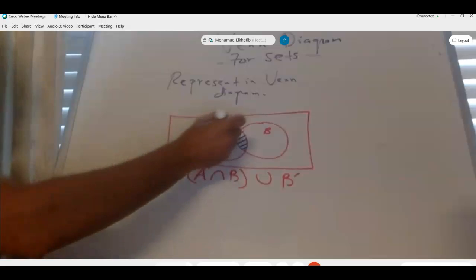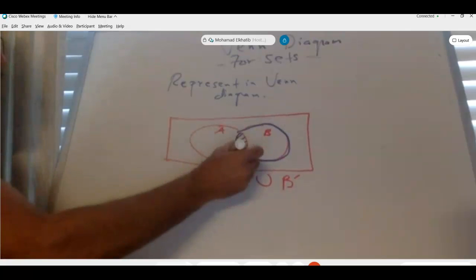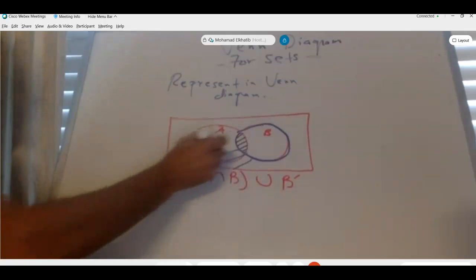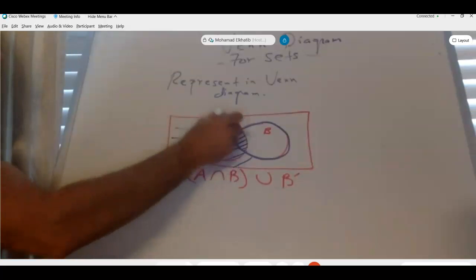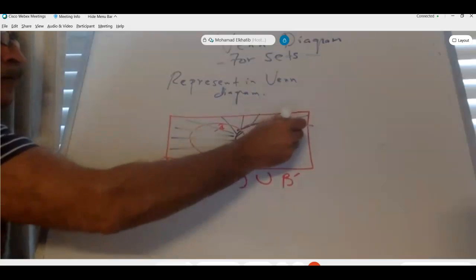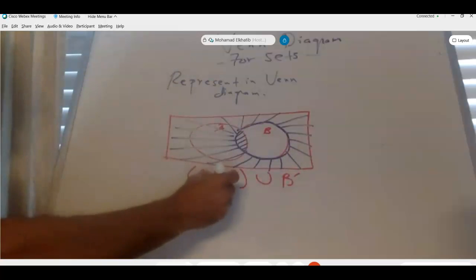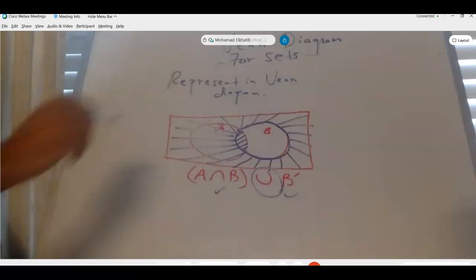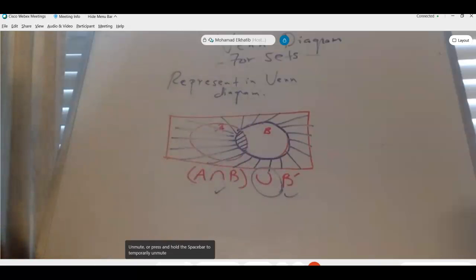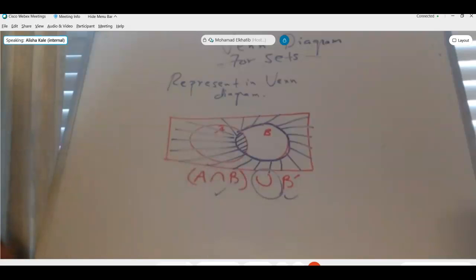Then I'll do B prime. What do you mean by B prime? Everything except B. This is B. B prime is everything except B. So I did this, I did that. What's the sign between them here? Who can tell me? Intersection. Oh, come on. Intersection is U upside down. Union. Okay. What does union mean?